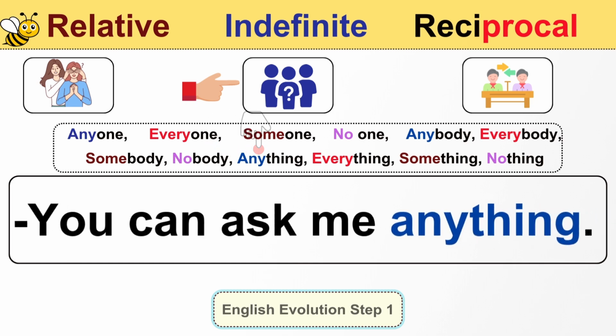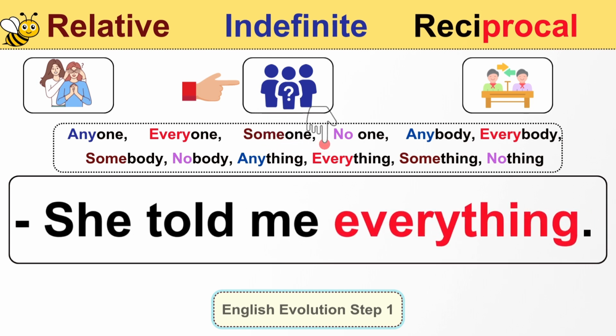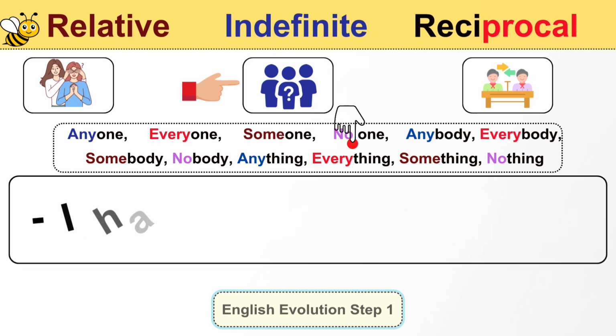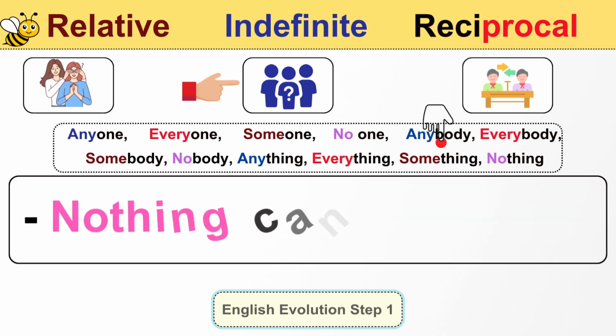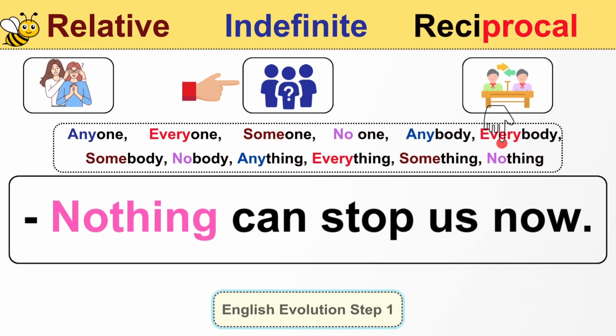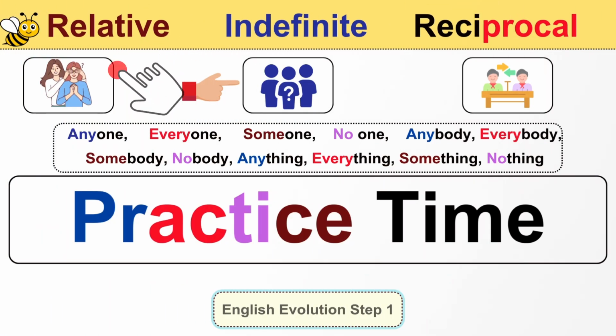You can ask me anything. She told me everything. I have something to tell you. Nothing can stop us now. Let's move on to the next one, relative pronouns. Remember to practice these examples and try to find your own examples.